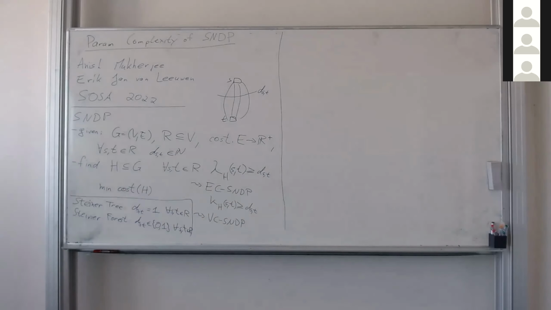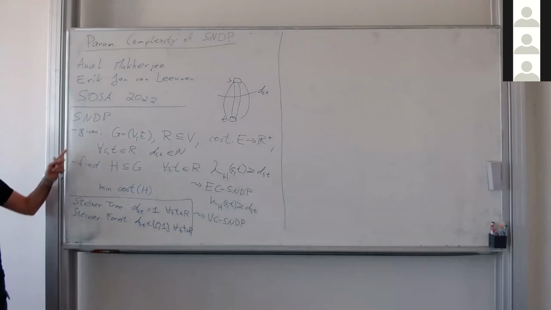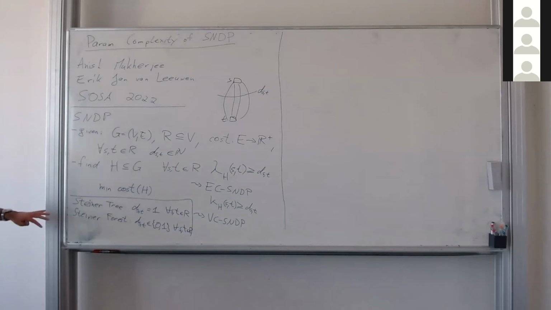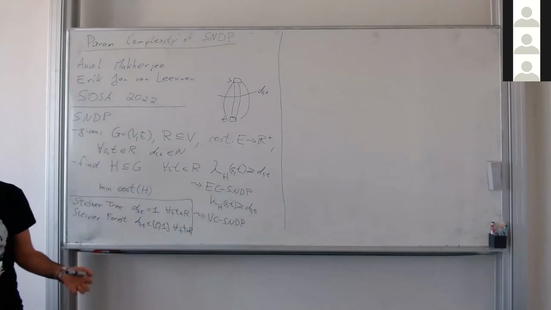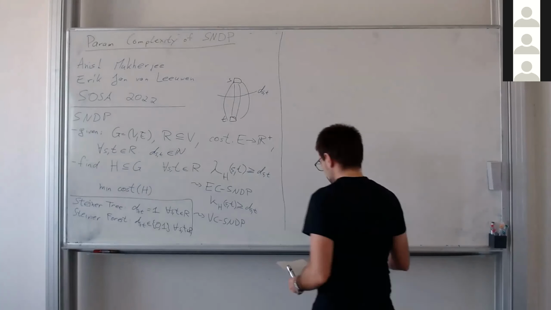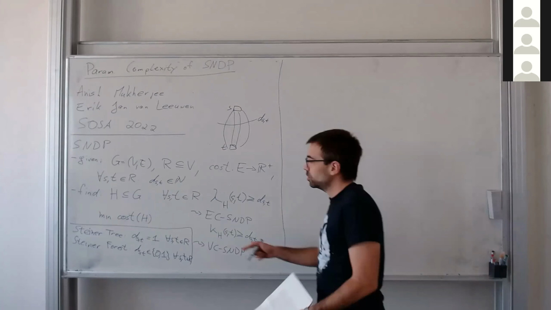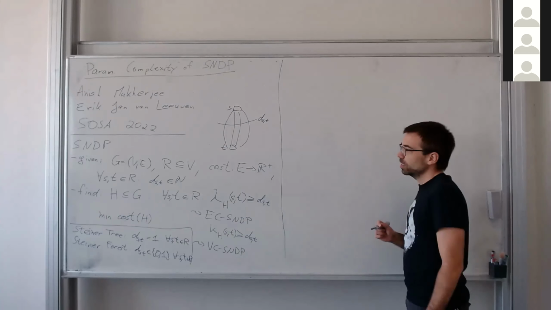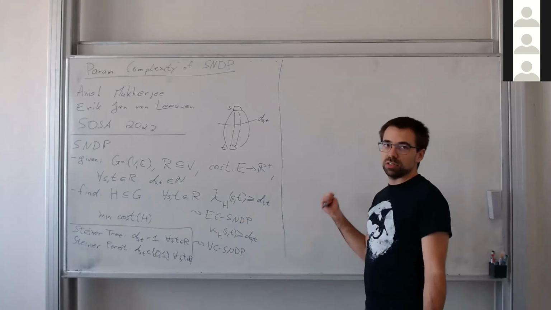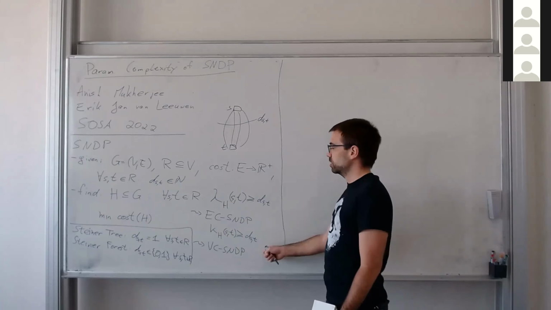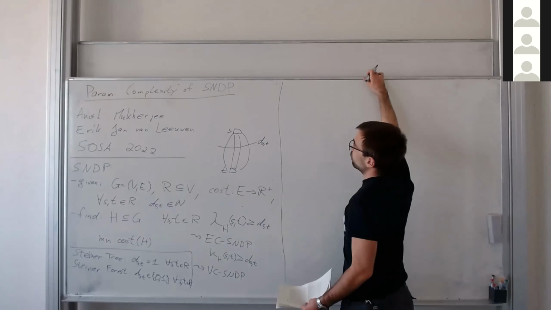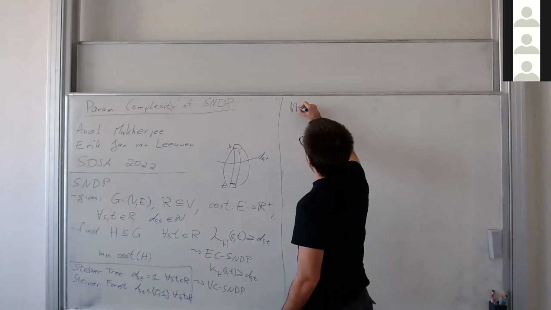Of course, this SNDP problem is also well studied, but especially Steiner tree, and also Steiner forest, are very classical problems, so we know a lot. That's our starting point. In particular, we know that the Steiner tree problem is NP-hard. And so SNDP is also NP-hard, no matter which variant you look at. So that's the first thing. It's NP-hard.